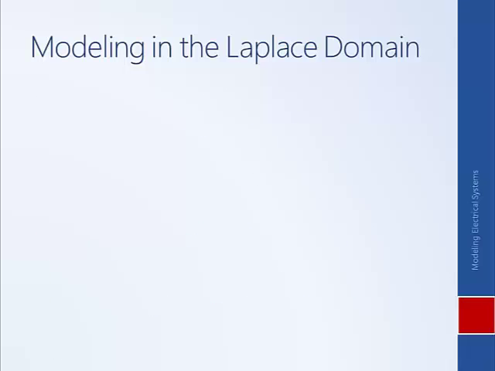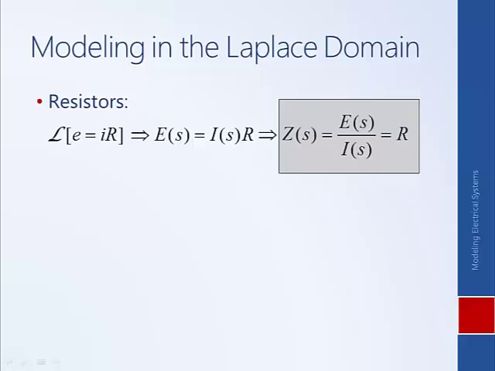So now we want to define what the impedance of our three different components are. Starting with resistors, we'll take the Laplace transform of Ohm's law, the time-based relationship between voltage and current. E becomes E of S, I becomes I of S. R is just a constant, so it comes out front. Complex impedance is voltage divided by current, which in this case, if we take this current and divide it to the left-hand side, we will find that impedance is just equal to resistance. Therefore, the impedance of a resistor is equal to R.